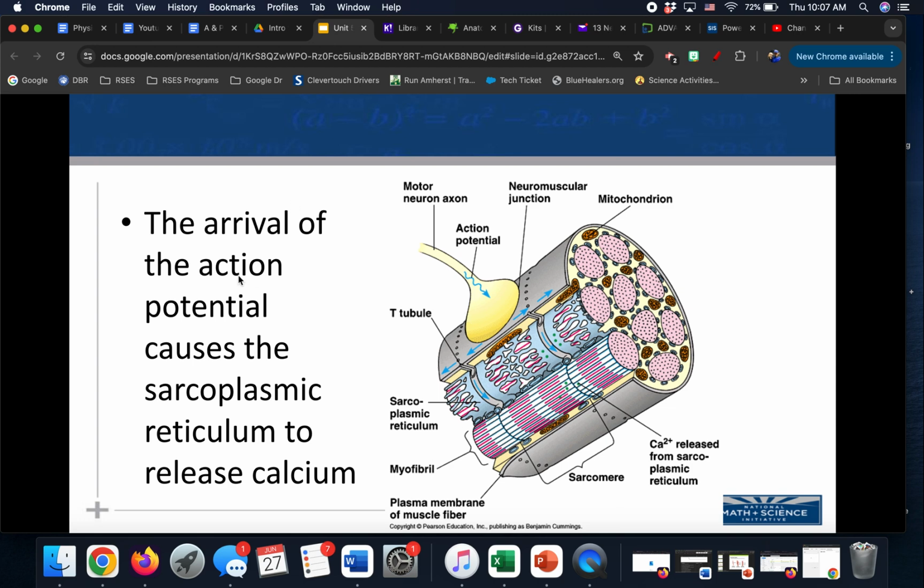The action potential is simply the nerve impulse. So a nerve is getting an impulse. We'll talk about how those work when we get to the nervous system. And it causes, oh, look at that, one of the words we talked about earlier, the sarcoplasmic reticulum, which stores calcium, to release calcium.